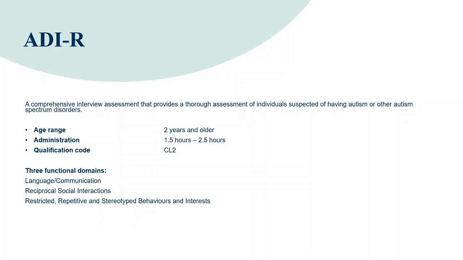And then we have the ADIR, which is the Autism Diagnostic Interview Revised. This is a thorough assessment interview, which can be used with children and adults with an age of above 2 years. It's comprised of 93 items and is highly useful in the formal diagnosis of individuals suspected of having ASD. It can also aid in treatment and intervention and educational planning.